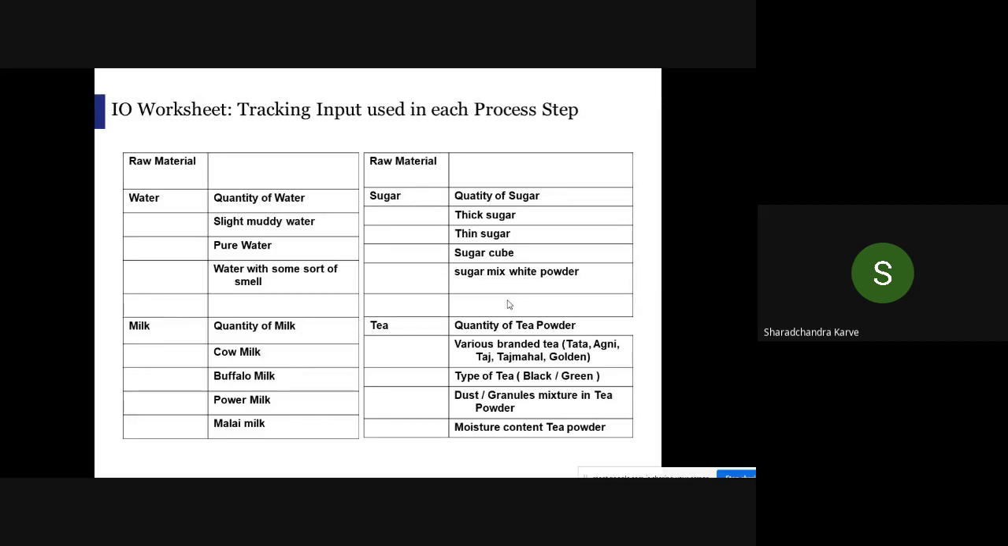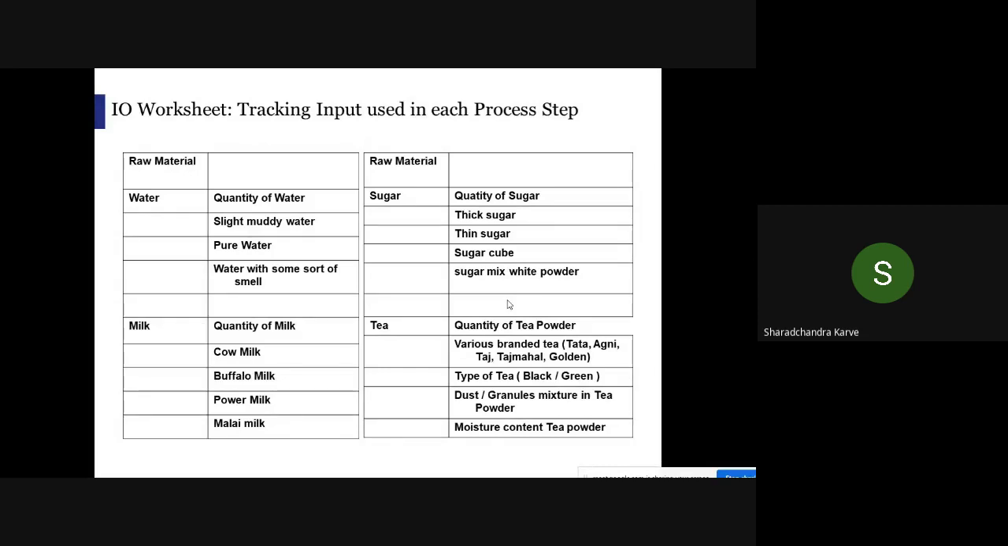So that is how the process map helps us. The process map helps us to identify various potential X's at all the process steps, step by step or input-wise.